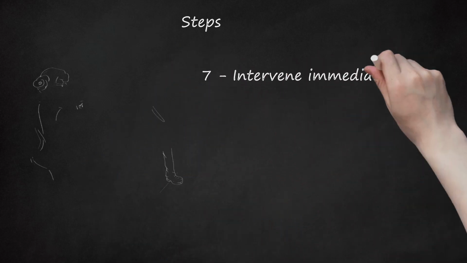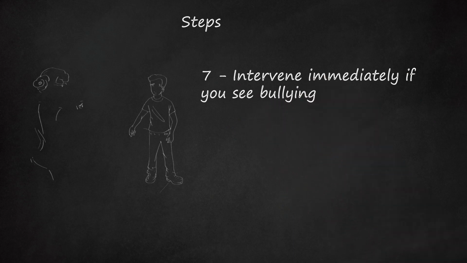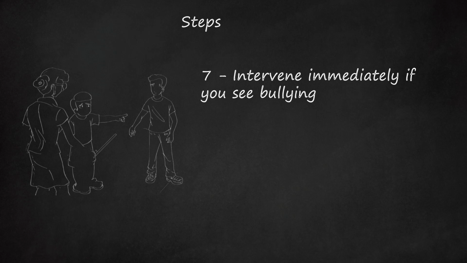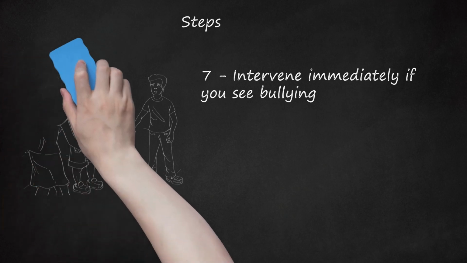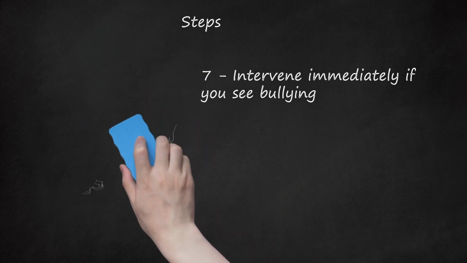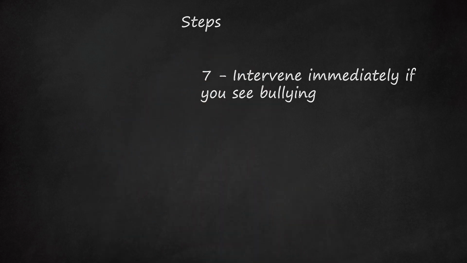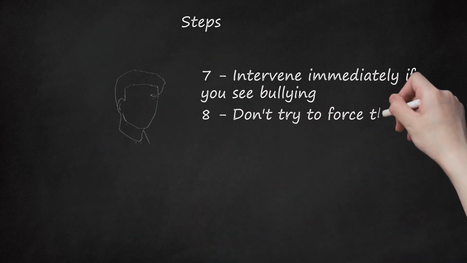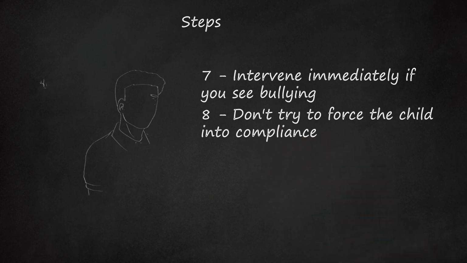7. Intervene immediately if you see bullying. Autistic children may be targets for bullies, and they often don't know how to respond to it. It's important that you stop the bully right away and let them know that their actions are not acceptable. Don't force an autistic child to play with children who are bullying or being rude to them. If another child reports bullying to you, thank them for doing a good job telling you, and go over to intervene.